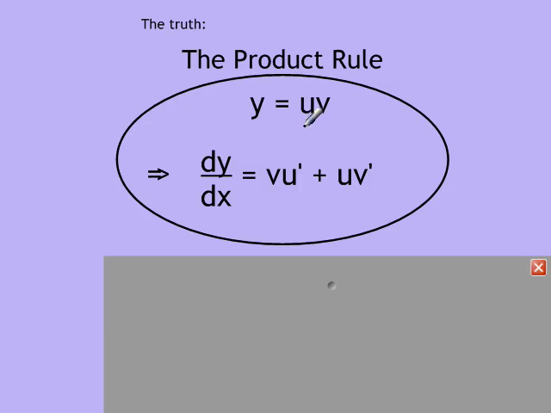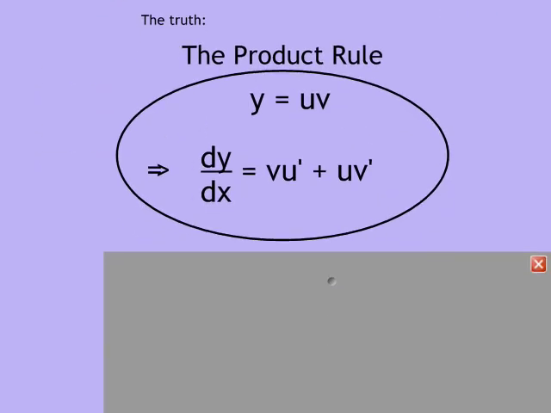When you have two things multiplied together, we're calling them u and v here. So in the example we had, u was x cubed and v was x squared. So you've got these two things multiplied together. When you differentiate them, you get v, the second one, times u dashed, that's short for differentiate u, plus u, the first one, times v dashed, which is what you get when you differentiate the second one.